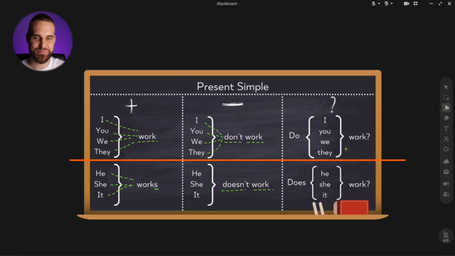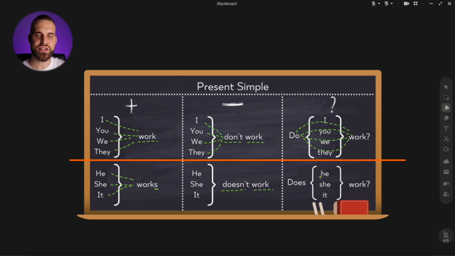Alright, now let's move on to how we form questions in the present simple. Good news, it's simple again. You can divide it into two categories, just like before. With I, you, we, they, we start the question with do. Do I work? Do you work? Do we work? Do they work?